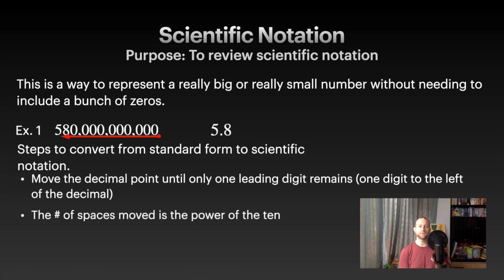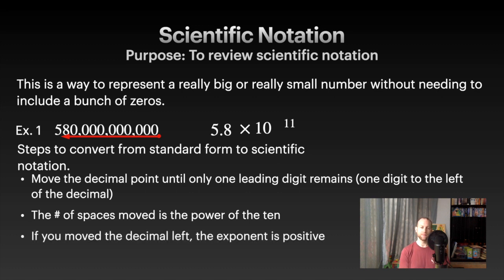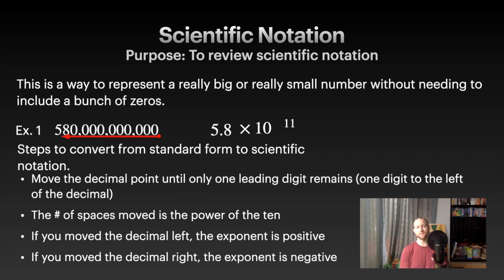The number of spaces we moved the decimal is now going to be our power of 10. So if we look at our example here, the decimal moved over 11. So we're going to have 5.8 times 10 to the power of 11. And if we move the decimal to the left, then our exponent's going to be positive. If we move the decimal to the right, the exponent's negative. So in this case, we moved our decimal to the left. So our power of 11 now becomes positive. And that is this number written out in scientific notation.